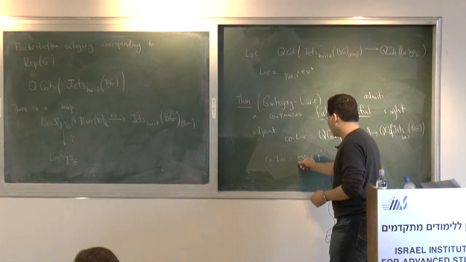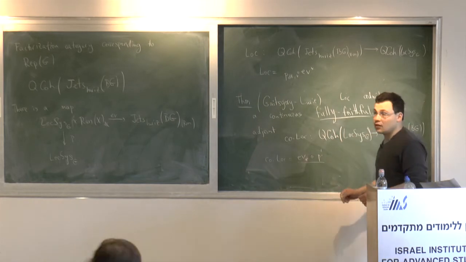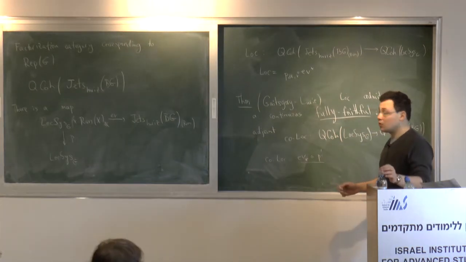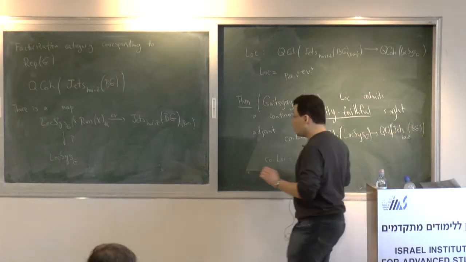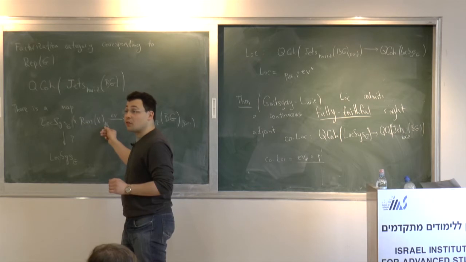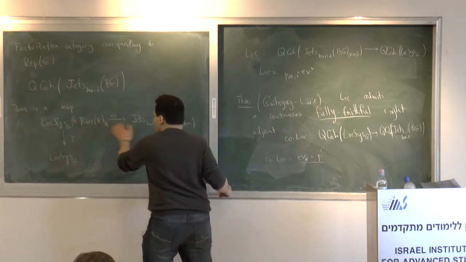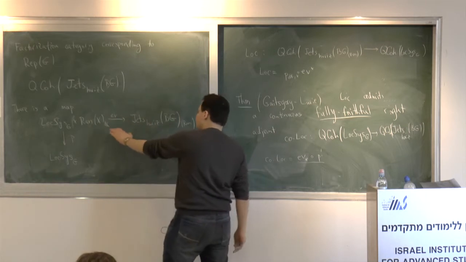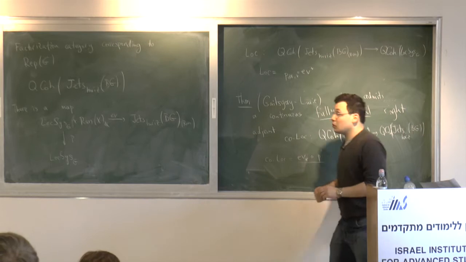So certainly the pullback functor here is fully faithful, and this follows from the contractibility of the Ron space. So that's true, but this functor is certainly not fully faithful.